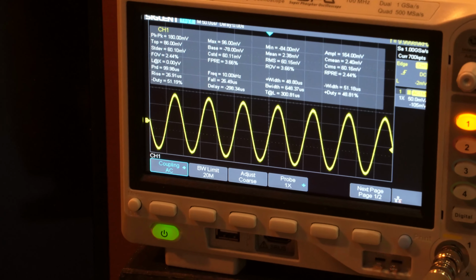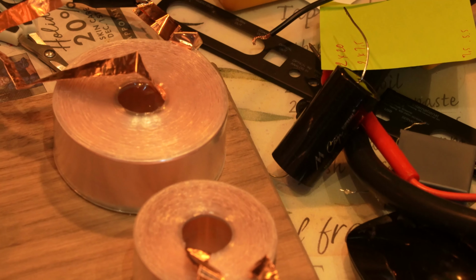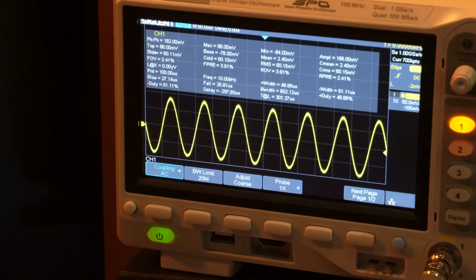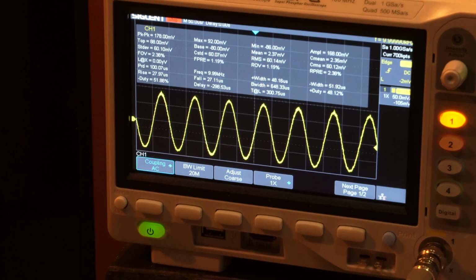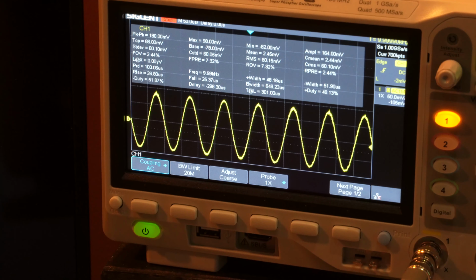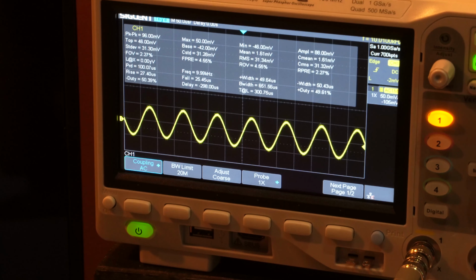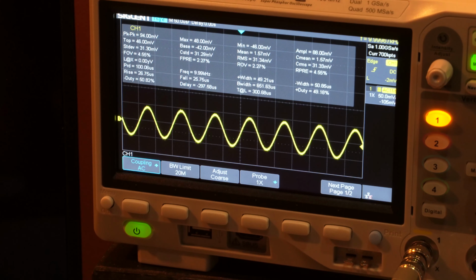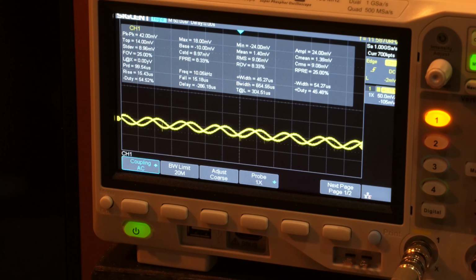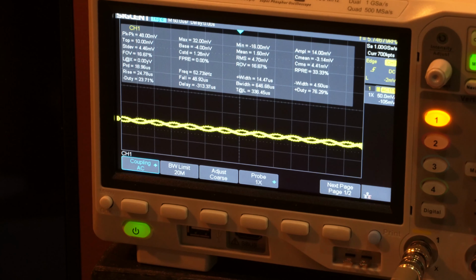So right now they are about 1 inch apart, and if we look here at the screen, just going to stop it here, we get 178 millivolts, which is quite substantial. And if we move them 2 inches apart, we have almost 100 millivolts, and at about 5 inches apart, you're looking at about 34 millivolts, and 8 inches apart, you're looking at about 20 millivolts. And this is when they are in the same plane.